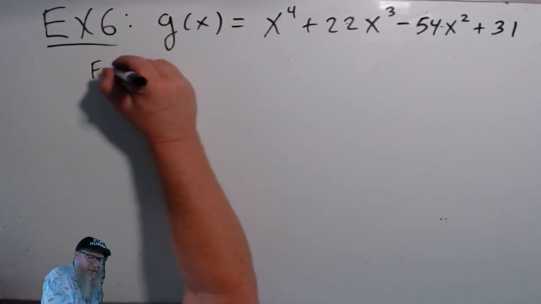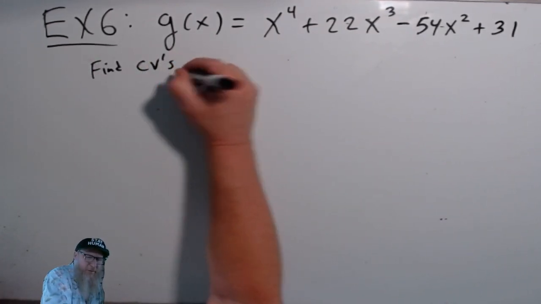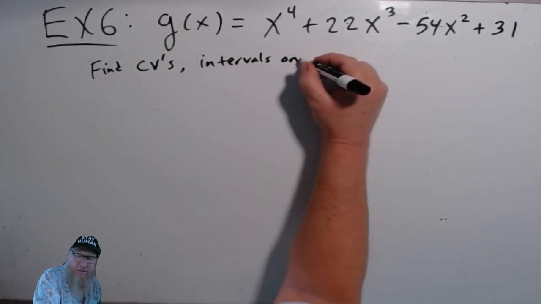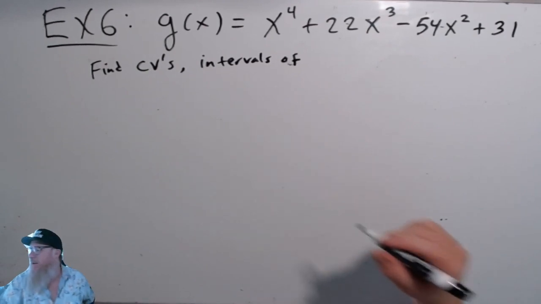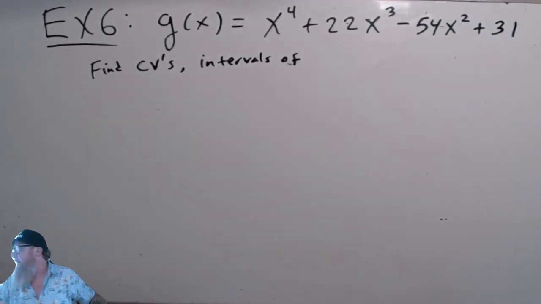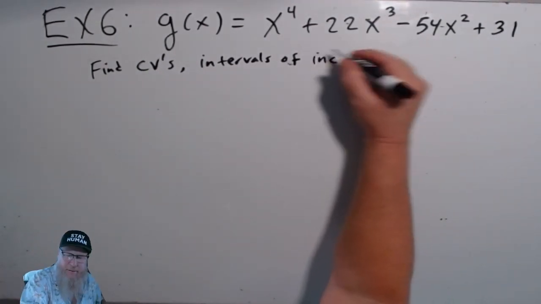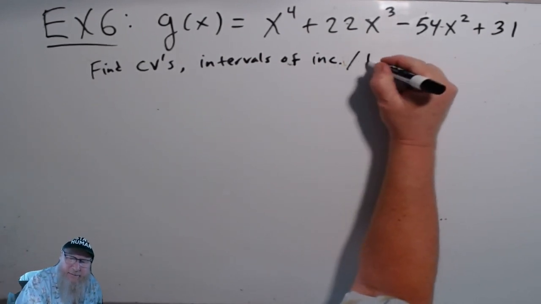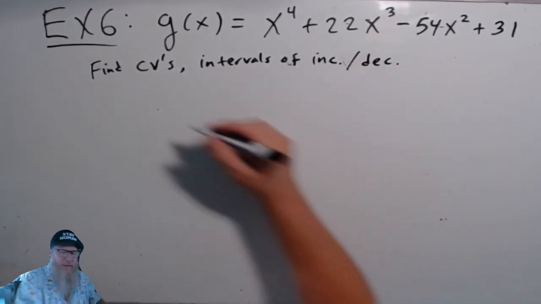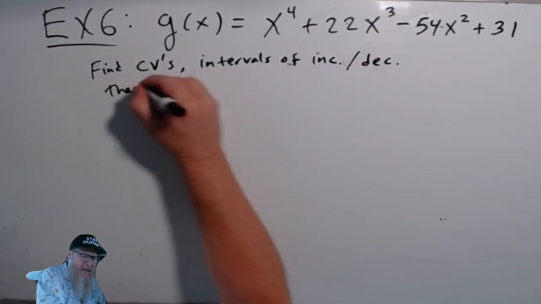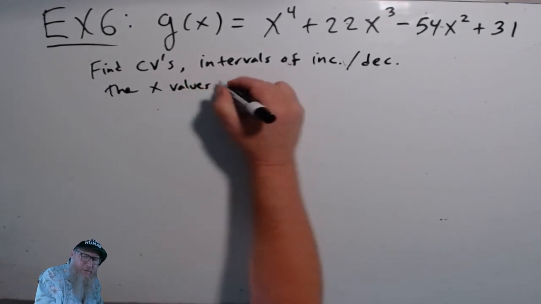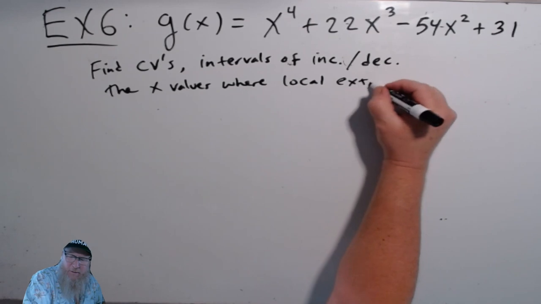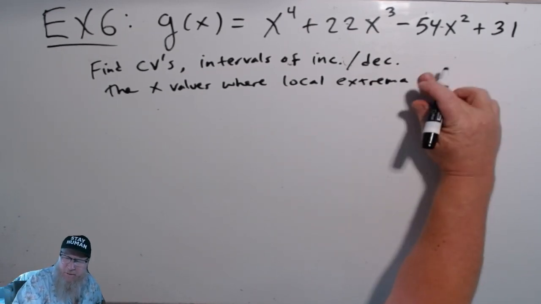So find the critical values, the intervals of increase and decrease. I'm going to say inc and dec. And the x values where local extrema occur.